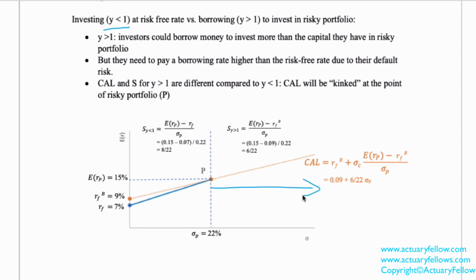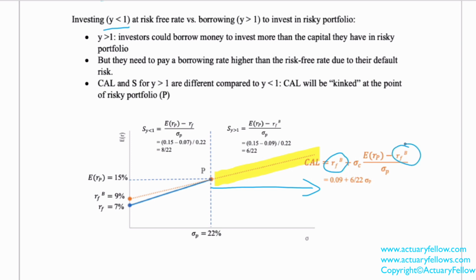In the situation where investors cannot borrow at risk-free rate because of the default risk, they borrow at a higher rate than the risk-free rate. As a result, the CAL to the right of P would be kinked at P, as shown by the orange line. The borrowing rate replaces the risk-free rate in the CAL equation.